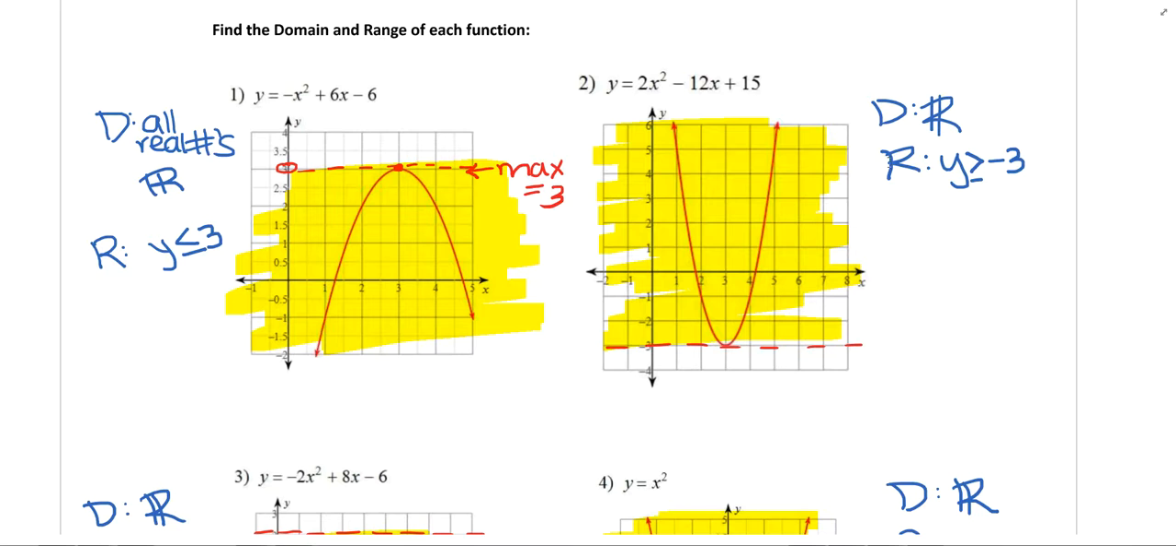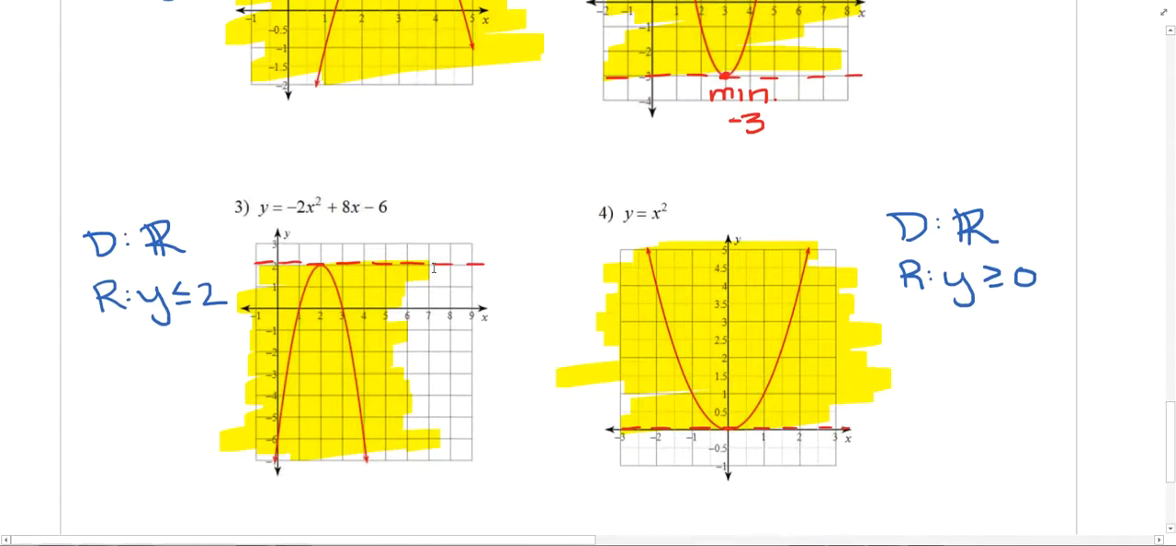So number 2, domain's all real numbers. The range, we can see that it begins at -3. This point right here, the vertex, is a minimum. It's the lowest point on the graph. So there's a minimum at -3. And so this time, since the graph is going above, it's opening up, we say y is greater than or equal to -3. That is your range.